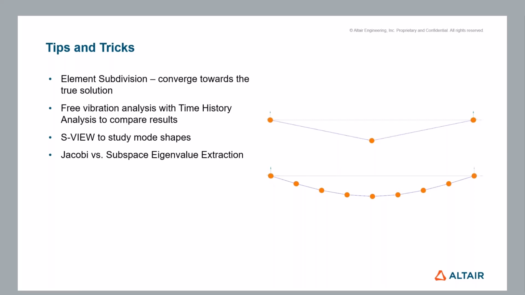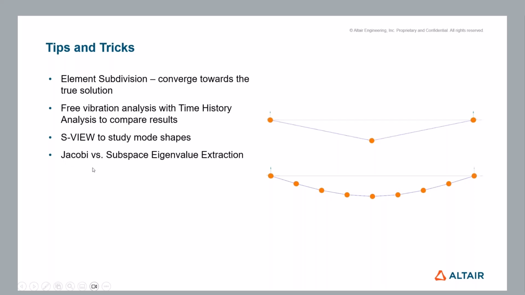Some other ways that we can verify this information: we can run a free vibration analysis with time history analysis to compare the results. So if we're unsure of how we're getting this information, we can run an analysis. An example of this would be applying an initial displacement or velocity to a joint in our model, almost like if you're holding a ruler in one hand and you push it over with your finger to one end and let it go, it's going to oscillate with its natural frequency. That can be effectively emulated with time history analysis. SView is also a great tool to study mode shapes, and we'll see some examples of that.